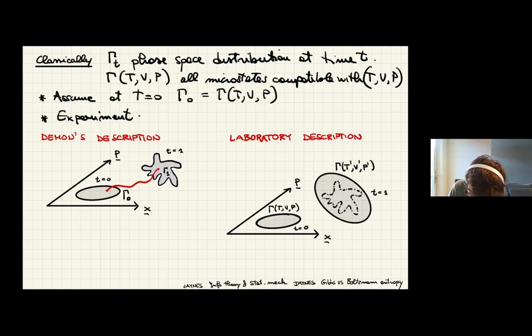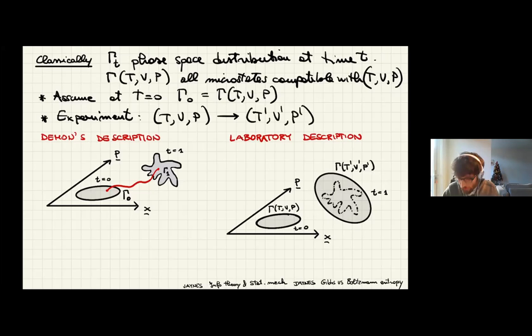And the experiment is the following. I'm taking this TVP and heating it up, pushing a piston, whatever. I'm changing my microstate from TVP to some T prime, V prime, and P prime, at time equal 1 or whatever, some final time. Conventionally, let me call it 1.